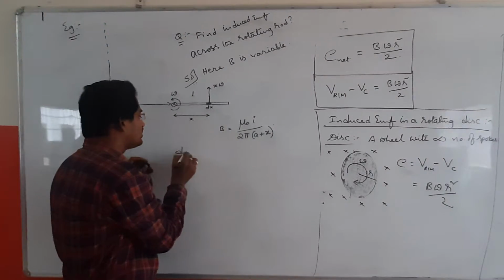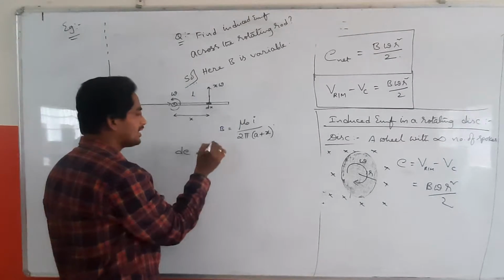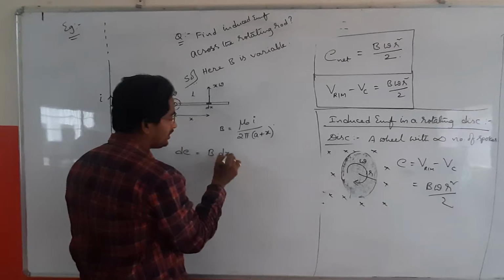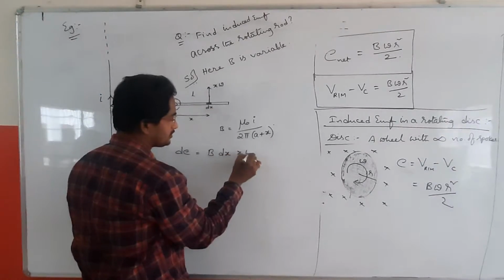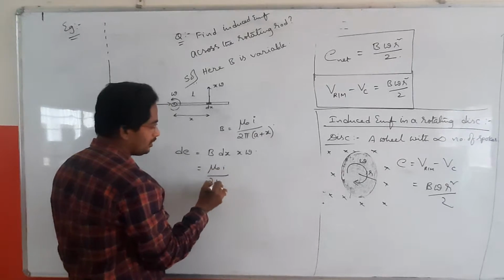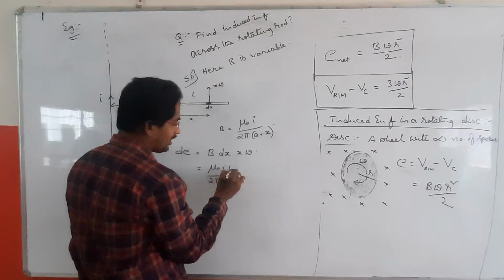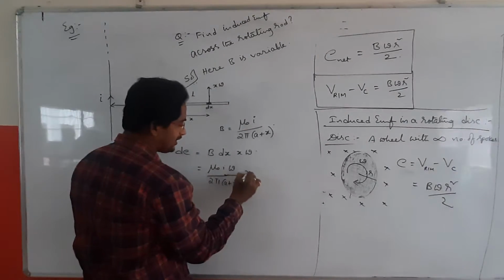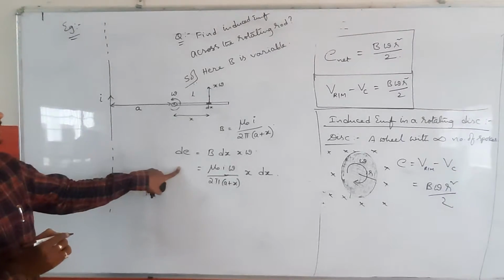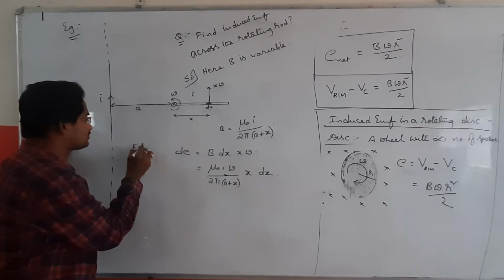Then what is the induced EMF across its ends? The induced EMF equals the formula BLV. So accordingly, B is mu naught I by 2 pi into a plus x, into omega into x into dx. It is the induced EMF across the small element.